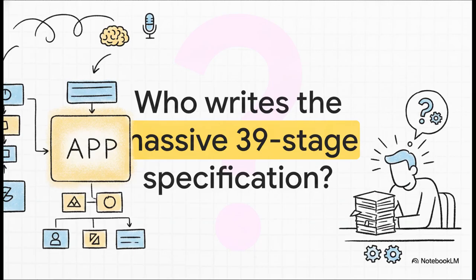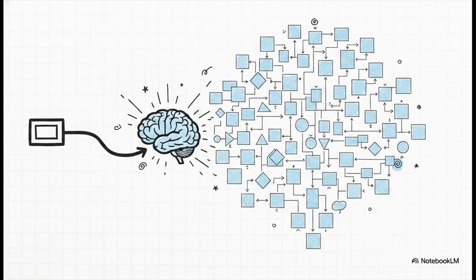So I'm going to leave you with a bit of a provocative question. We established early on that highly specific staged prompts are the best way to get quality output, right? But building a complex app requires a massive 39-stage specification. Who actually wants to sit down and write that massive document? Well, the answer is you don't.